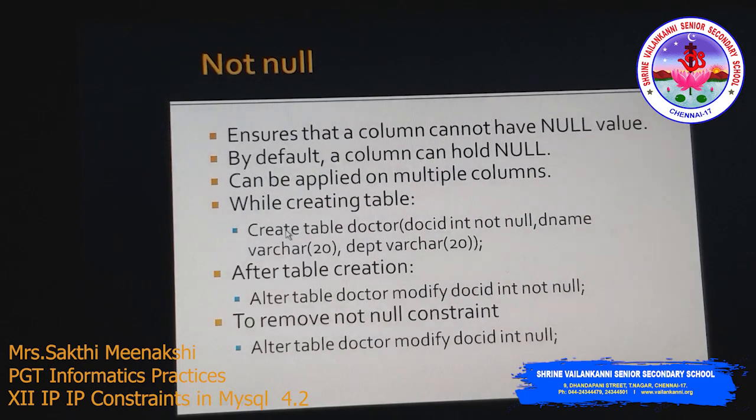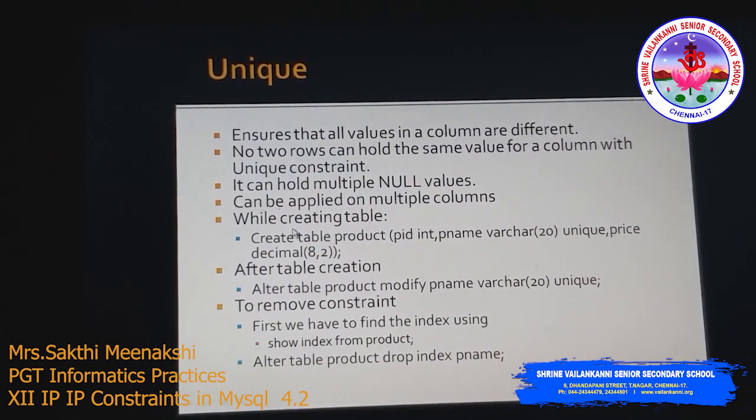Okay, next one, we are moving on to the next constraint, unique constraint. This constraint ensures that all values in a column are different. It accepts only distinct values. It will not accept any duplicate values. So no two rows can hold the same value for a column with unique constraint. If any column is set as unique constraint, then that column will not accept duplicate values. It can hold multiple null values. We can give multiple null values. That is not a duplicate value, right?